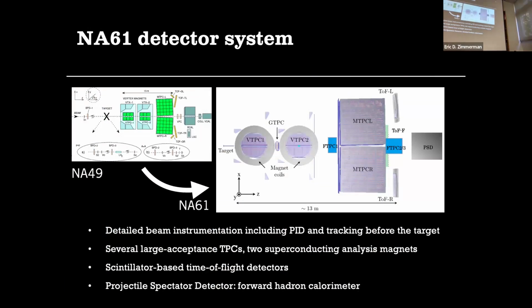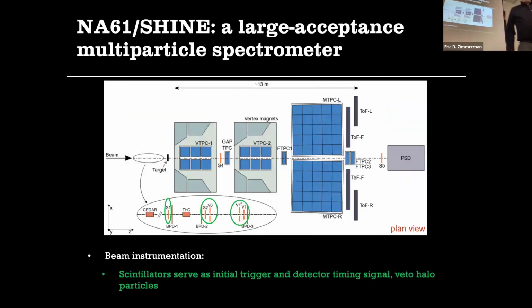So this is a general overview of NA61 as it evolved from NA49. In NA61, we have detailed beam instrumentation, several large acceptance TPCs, two superconducting analysis magnets, time of flight detectors, a forward hadron calorimeter. So I can go through these one by one. Upstream of the target, we have scintillators that serve as the initial trigger detector timing signal. They veto halo particles also.